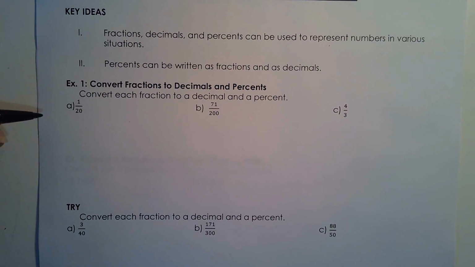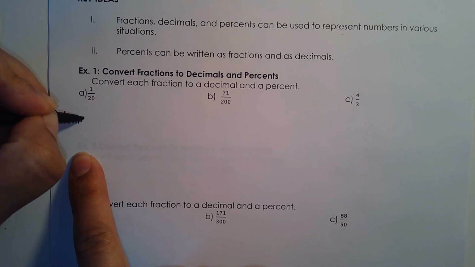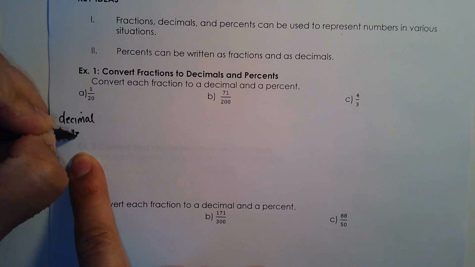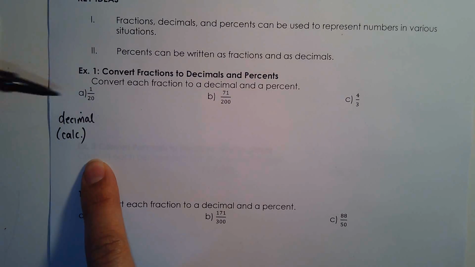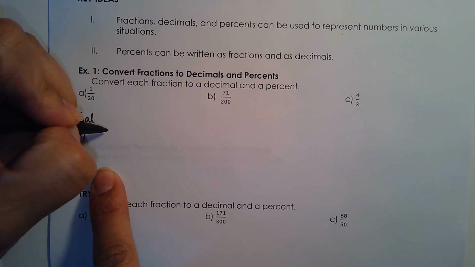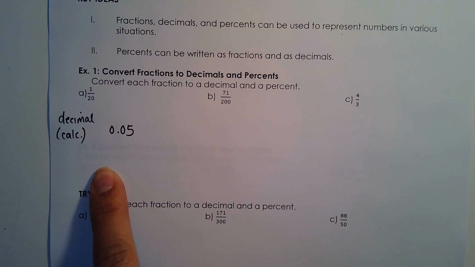So I'll start with my fraction here and I'll change it into a decimal first. You can change it into a decimal by using your calculator. Just going 1 divided by 20 in your calculator, press the equal sign, and you get 0.05.